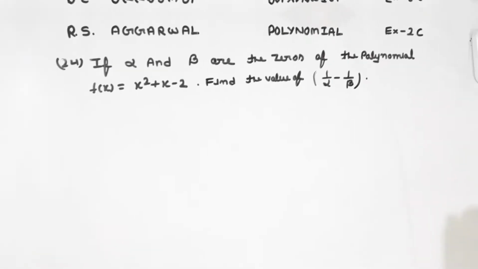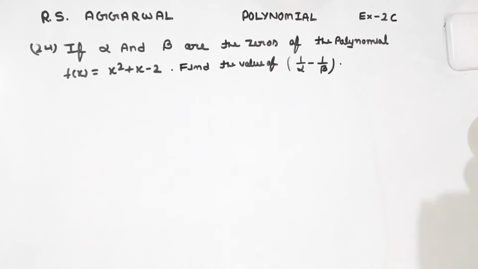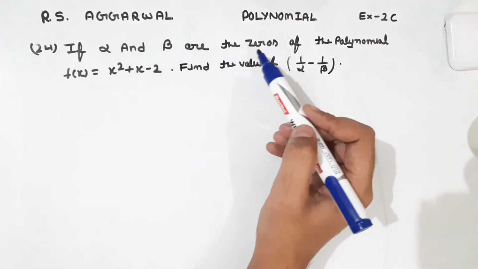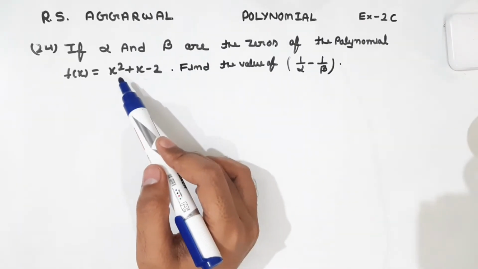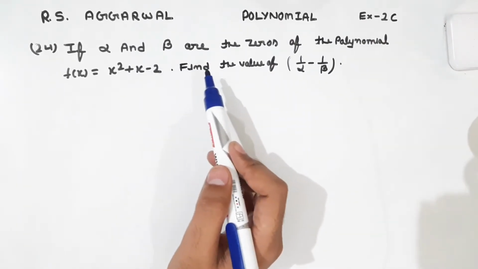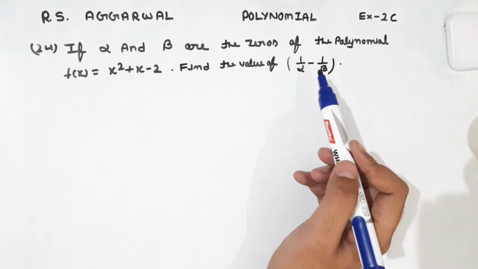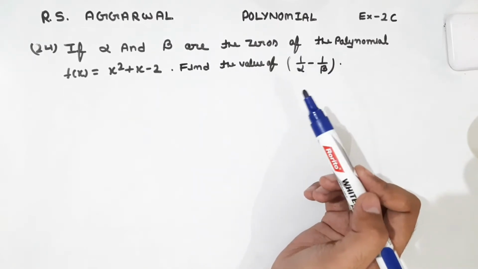R.S. Agrawal, chapter Polynomial, exercise 2C, question number 24. In question number 24, if alpha and beta are the zeros of the polynomial f(x) equals x square plus x minus 2, find the value of 1 upon alpha minus 1 upon beta.